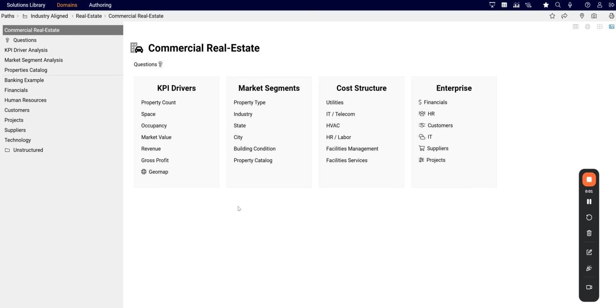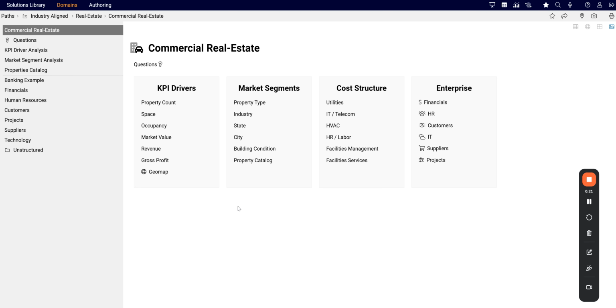Here's a brief intro to our commercial real estate solution. There are four types of metrics that we monitor. KPI drivers, so for example, the amount of space, the occupancy, the market value of the properties, the revenue associated with them. Market segments, this is a slice by market segment.